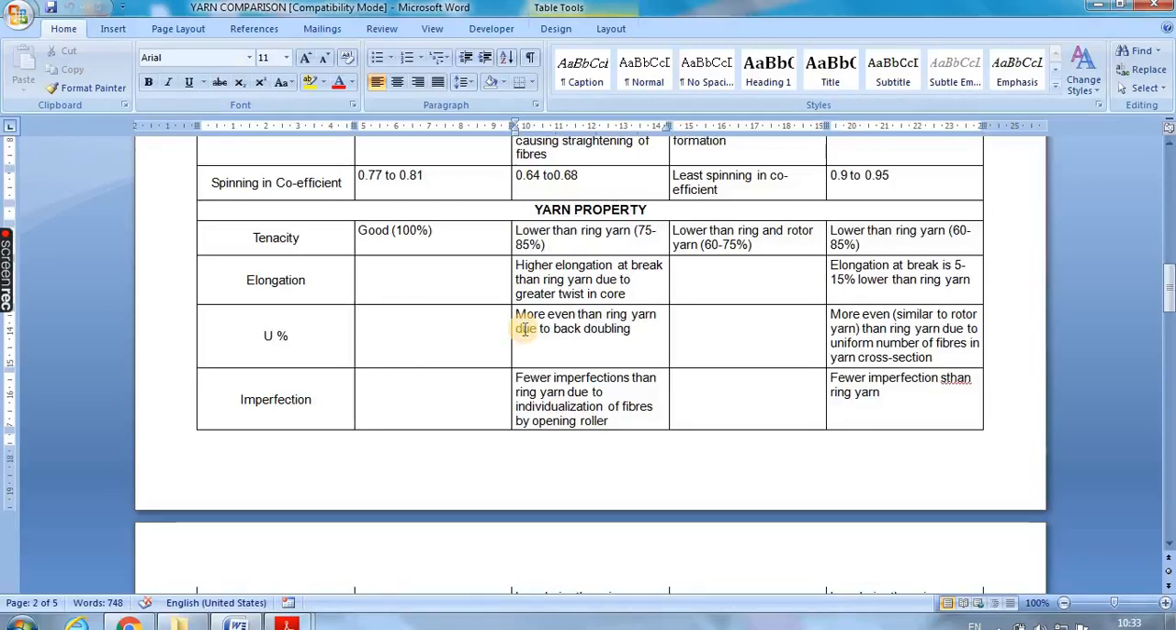There is less mass variation in rotor yarn compared to ring yarn. This is mainly due to the back doubling process. As we already know, doubling will improve the evenness. So here we have a back doubling process inside the rotor, and that is purely responsible for the better evenness of rotor yarn compared to ring.